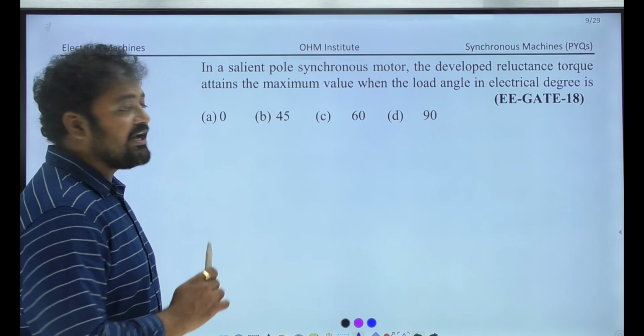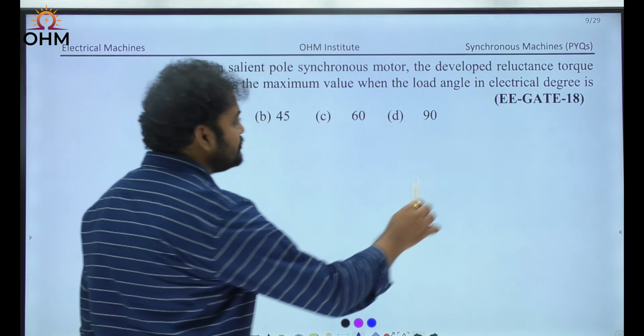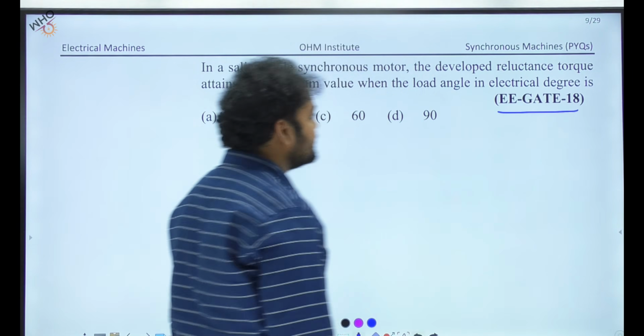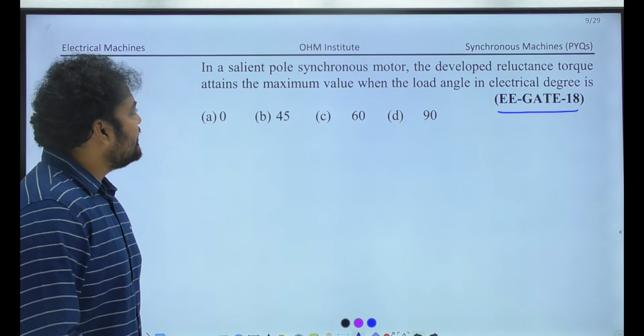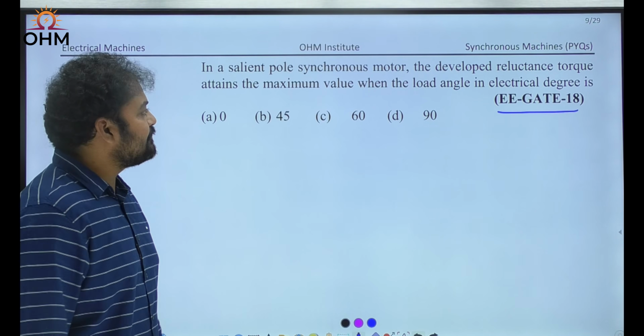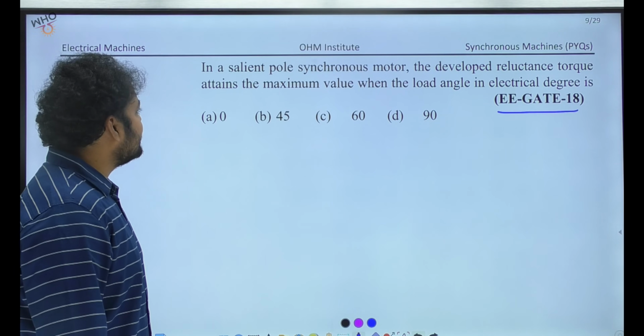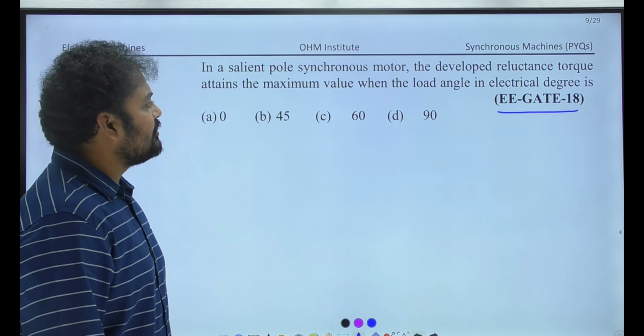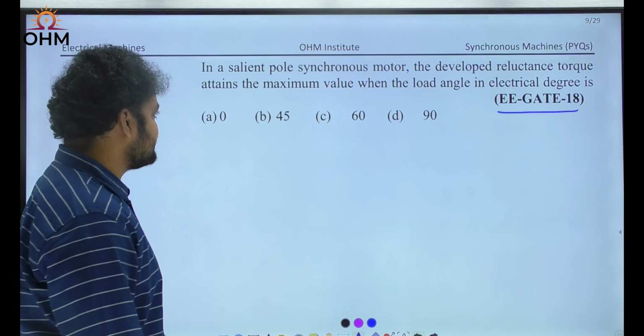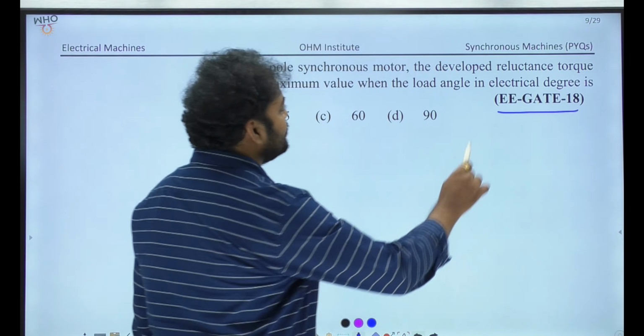All right. So we have the next question. This is GATE 2018 examination, 1 mark question. And you can read the problem. In a salient pole synchronous motor, the developed reluctance power attains the maximum value when the load angle in electrical degrees is how much? The question is about reluctance torque.